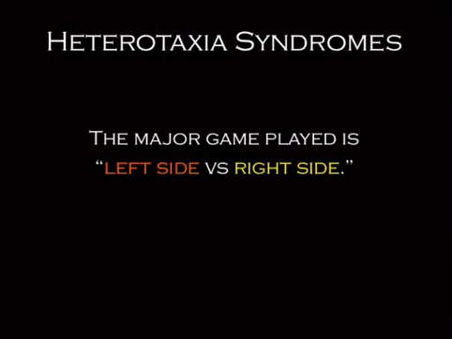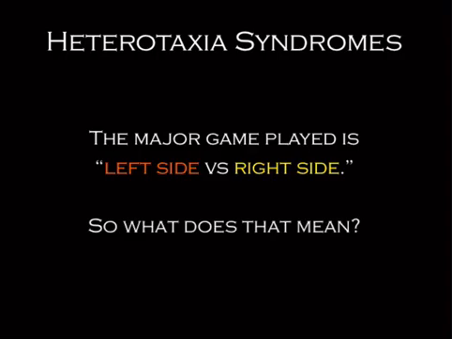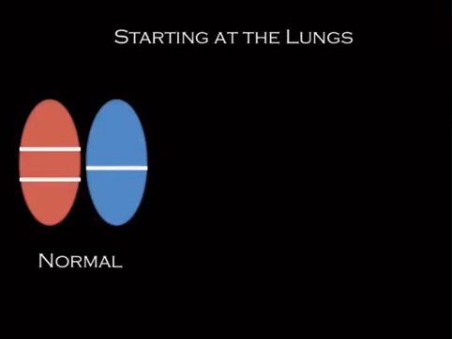Now, when you're looking at heterotaxia syndromes, the majority of the game that is played is this left side versus right side. So what exactly does that mean? The way that I think about this is by starting first in the lung. So this is a normal picture here, right? On the right, we've got two fissures, a minor fissure and a major fissure. And then on the left, we just got one fissure.